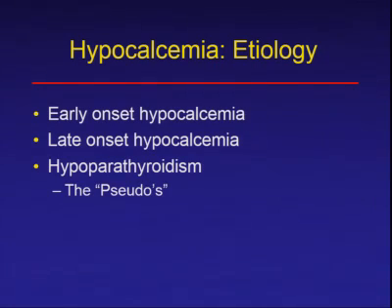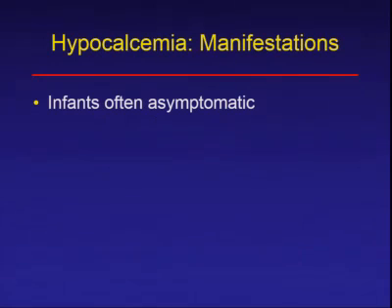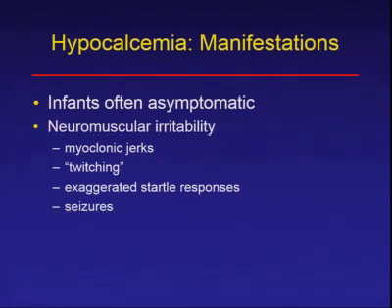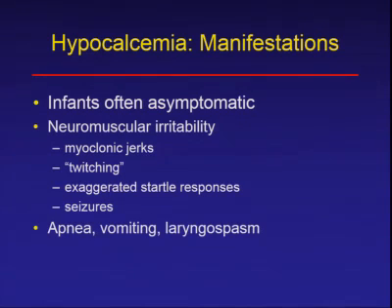There are a few different categories of etiologies, which we'll go through one by one. The manifestations of hypercalcemia in infants can be asymptomatic, but again, the classic description is this neuromuscular irritability. So they may have myoclonic jerks, this twitching or an exaggerated startle reflex, and in severe states, they certainly can have seizure. A few other symptoms, they may have apnea, vomiting, and laryngospasm.